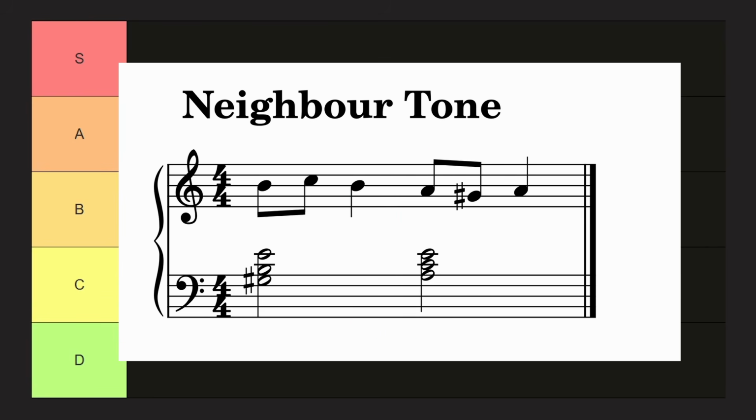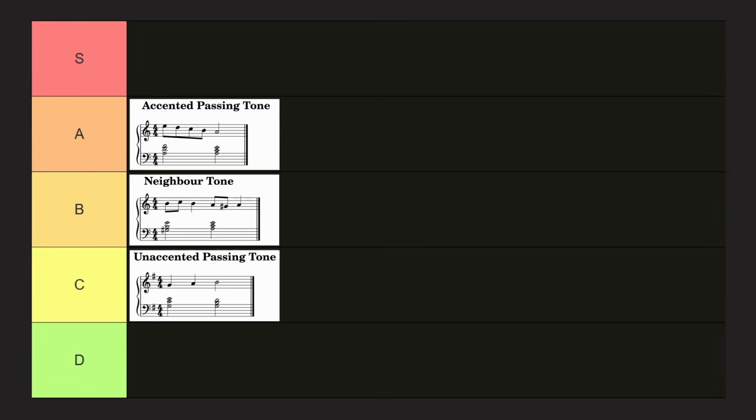Nice. The neighbour tone doesn't get quite as much use as the passing tone, probably because a melody that mostly emphasizes the same note wouldn't be all that interesting. But sometimes it is nice to emphasize one note, and the neighbour tone is a nice choice for that situation. So I'm going to be placing it in the B tier.